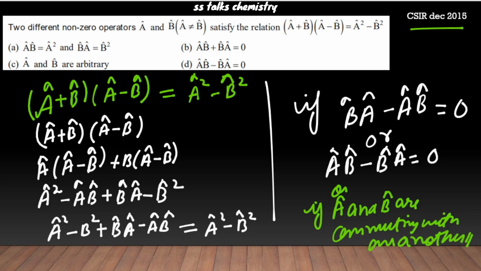Okay, based upon this, option A says that AB is equal to A square and AB is equal to B square; in that case we are not going to get it. Next, AB plus BA is 0. No, AB minus BA was 0. So here A and B are arbitrary. Again, not the one. AB minus BA is 0. Option D is the right answer.